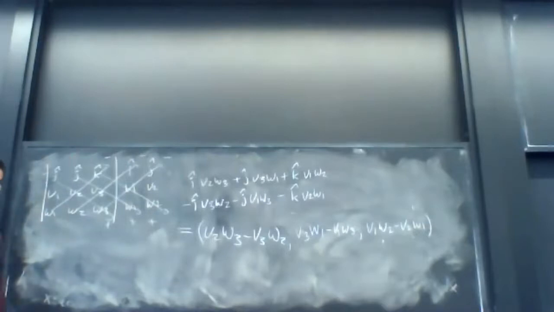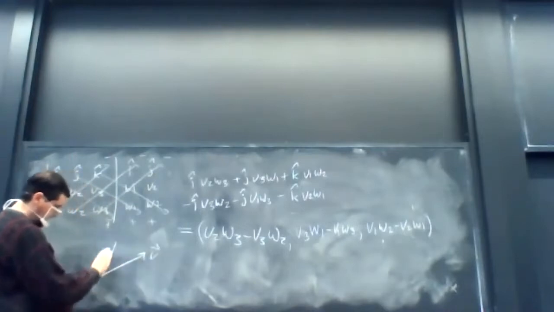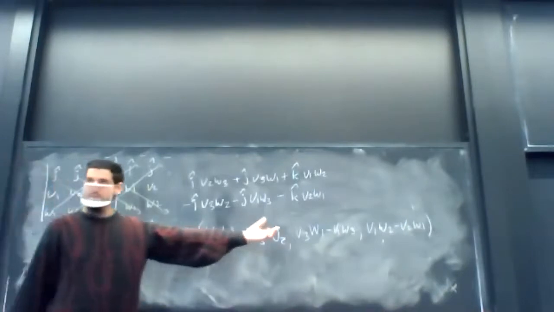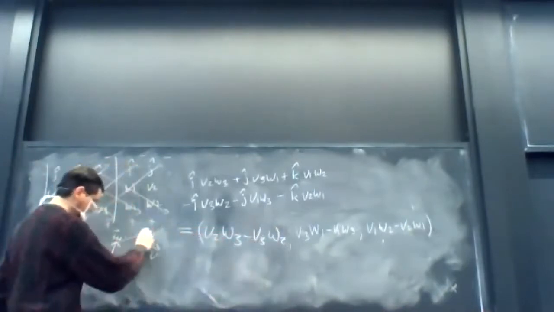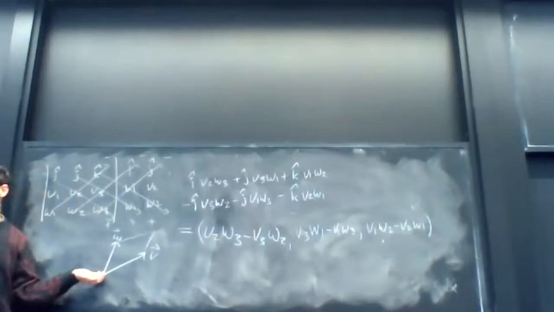And so we define this as the cross product. And it turns out, if this is v and this is w, the magnitude of this is the area of the parallelogram, and its direction is perpendicular to both v and w.